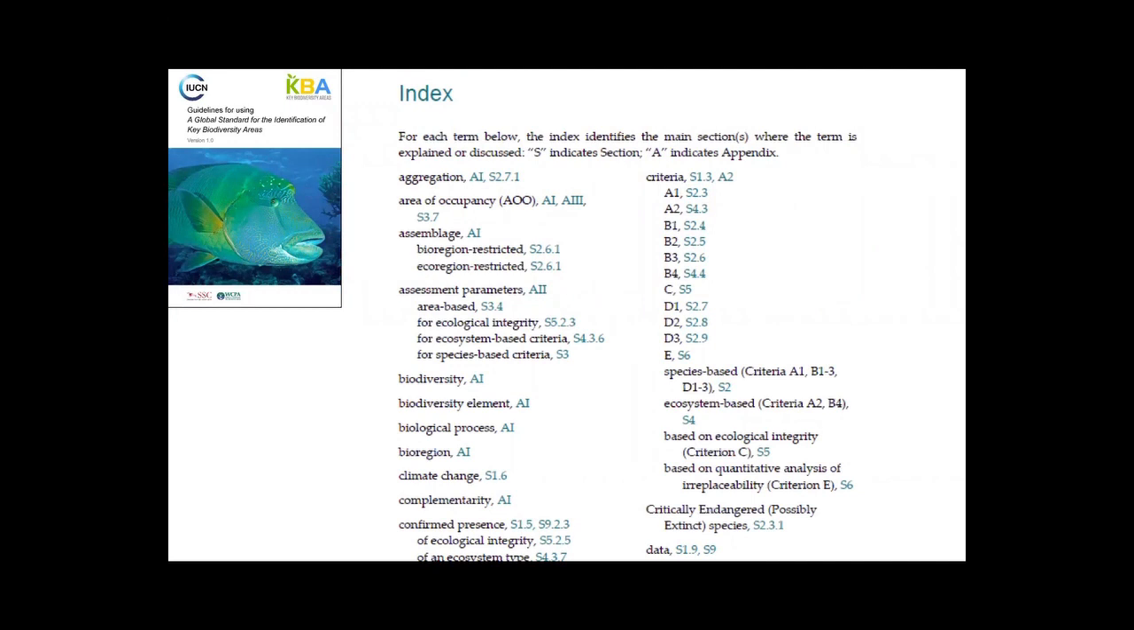So if you come across the term assemblage and you're not quite sure what that means, then you can have a look at Appendix 1, which is the definitions, and then it's also discussed in section 2.6.1, both at the bioregion restricted assemblages and ecoregion restricted assemblages. So we've tried to make this as useful as possible. As I think you'll see through the rest of this presentation, it's very much a reference tool. It's not something that you're expected to read from cover to cover. And again, if there are suggestions on how to make it more user-friendly, then we very much welcome those suggestions.